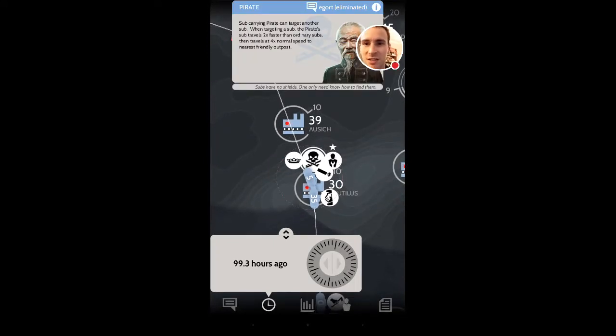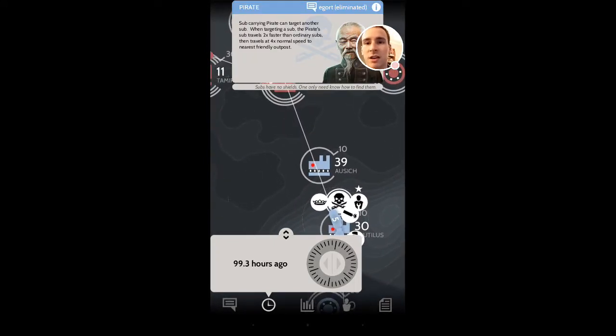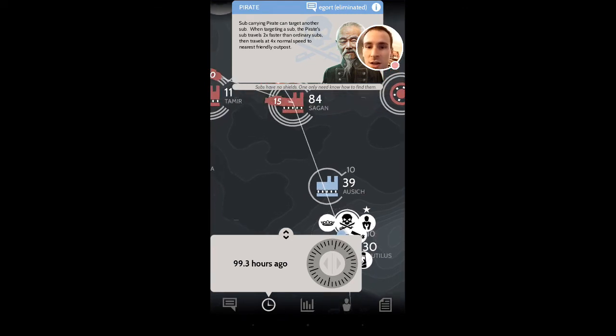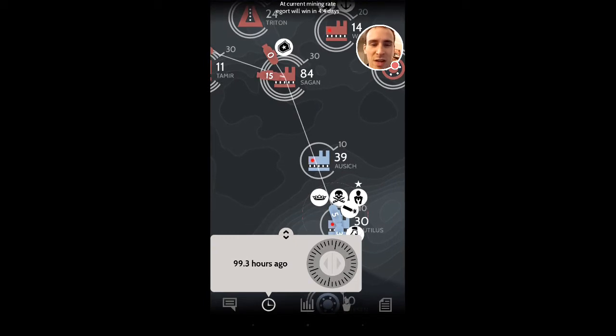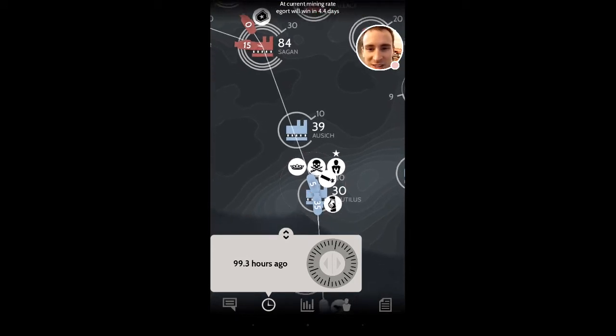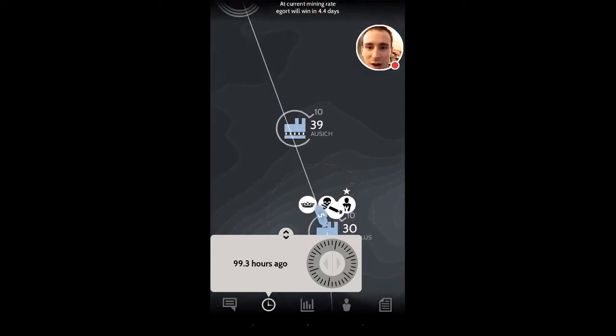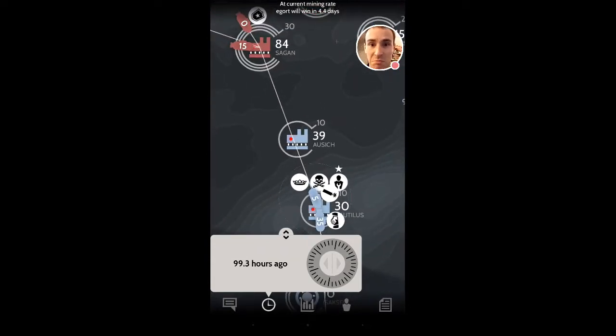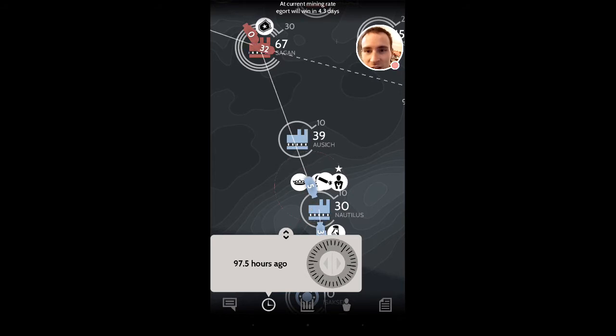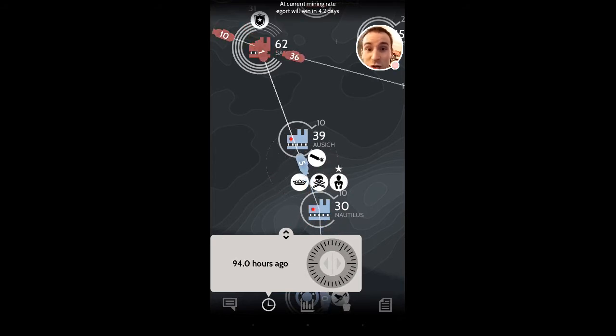But then I saw that he has this pirate here, and the pirate can target another sub. When targeting a sub, the pirate travels 2 times as fast. So I thought if I had sent a sub out immediately, he could have intercepted it with the pirate, and it would have been useless. So I didn't do that either. So then I thought a little more, and I realized he's passing by his own outpost, Aseek here. And so if I time it just right, he can destroy his own outpost with his own Martyr.